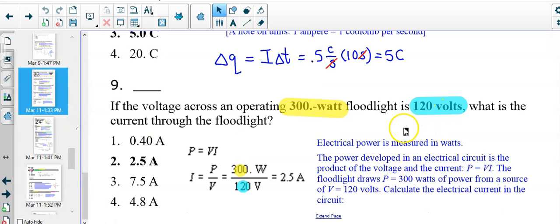In problem number 9, the voltage across an operating 300 watt floodlight is 120 volts. What's the current through the floodlight? So here we're going to back solve. We're asked to solve for current. If power equals V times I, then I is P over V. 300 watts given and 120 volts given. Divide and you get 2.5 amps. Let's take a look at another one.